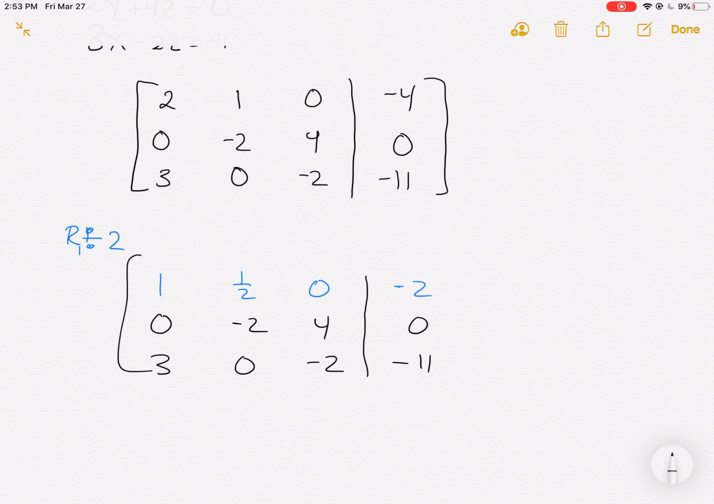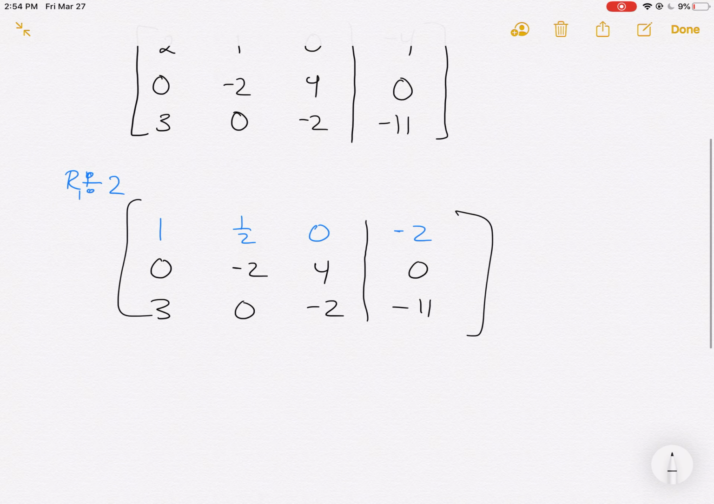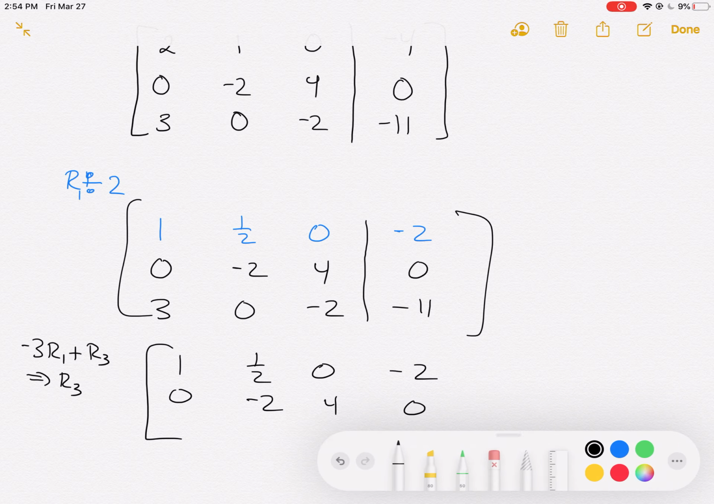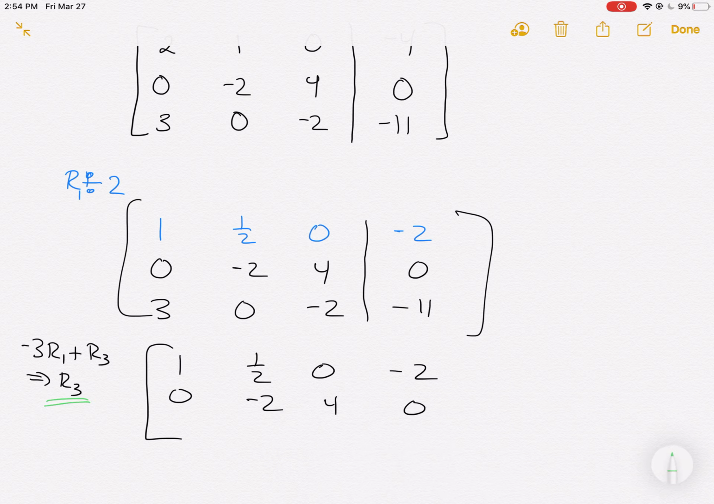Now what I'd like to do is clear out this 3. I'm very goal oriented. I want to get a 1 in that first position and zeros underneath it. So I'm going to take negative 3 times row 1 and add it to row 3 to produce a new row 3, as my notation. My top row is going to stay the same, my middle row is going to stay the same, and my last row will change, so I'll do that in green this time.